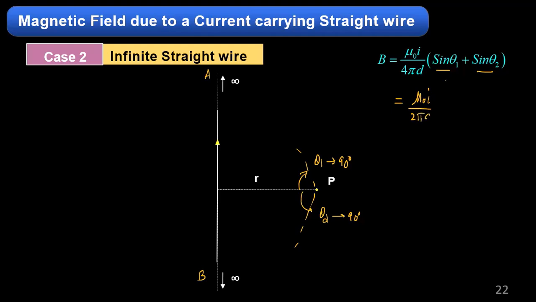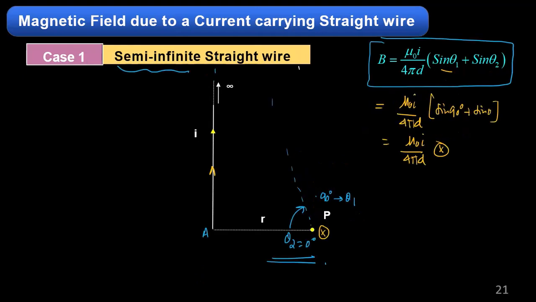So this is a very important result regarding the magnetic field strength. For an infinite wire, the magnetic field at any particular point P is equal to mu naught I by 2 pi d. But for a semi-infinite wire, it is mu naught I by 4 pi d. Okay.